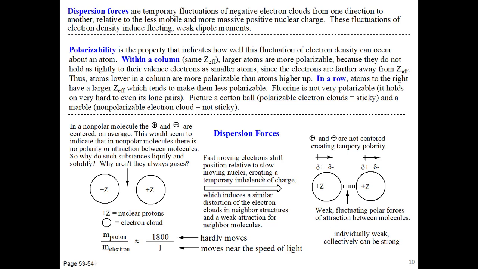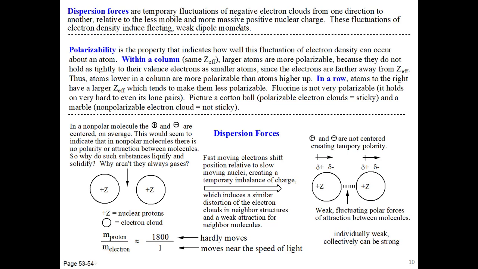All right, our next type of bonding is going to be dispersion forces. And dispersion forces go by many names. You might have heard London forces in freshman chemistry. You might have heard van der Waals forces in freshman chemistry. I like dispersion forces myself because it sort of sounds like what's actually happening. Dispersion forces are temporary fluctuations of the negative electron cloud around the atom or molecule.